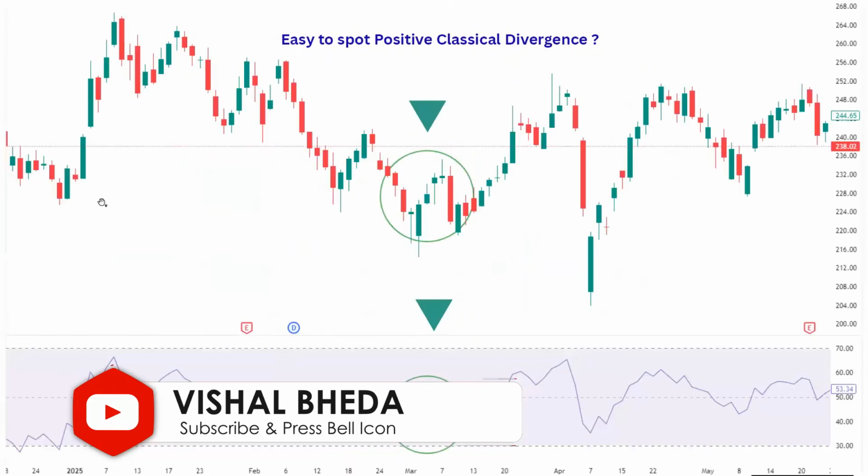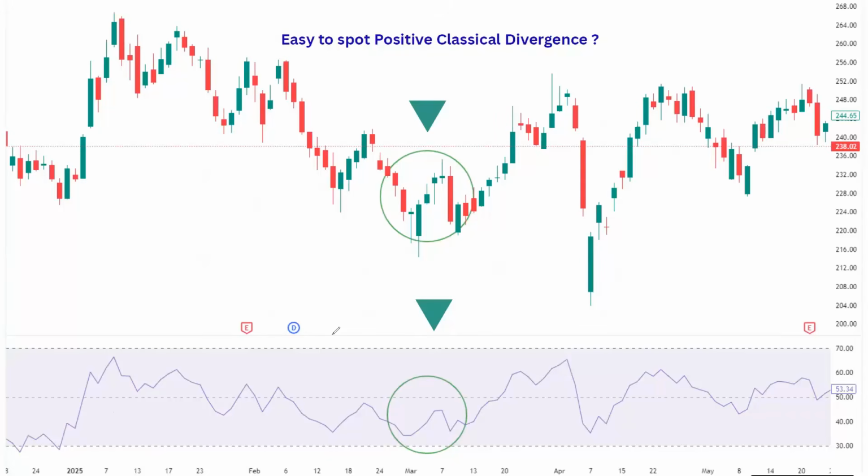Now, over here we can see that RSI is making a higher low. Price is also making a higher low, but is it really that easy to understand and spot which low to pick? Probably you will have to look at it for a very long time and then probably you will be able to figure it out. But what if I can do this much faster and much more precisely? Let me show you that.